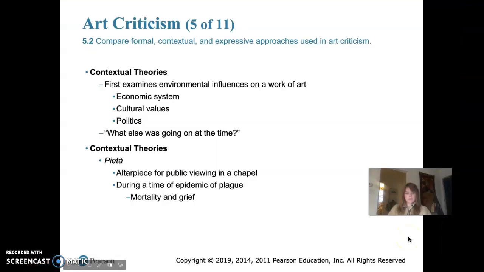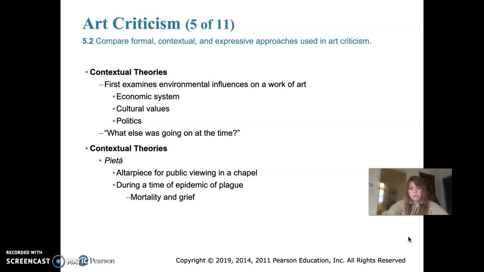Okay, so we're going to actually talk about contextual theories now. Critics who use contextual theories tend to look first at the environmental influences on a work of art. Economic systems, cultural values, and the politics of the time are very important because, with a contextual theory of art criticism, these critics really care about what's going on at the time in a certain culture where the art was made. And contextual critics tend to favor works that either embody important cultural values or reject them.